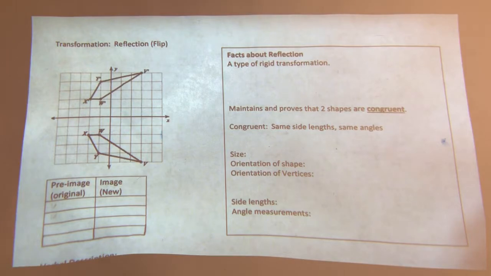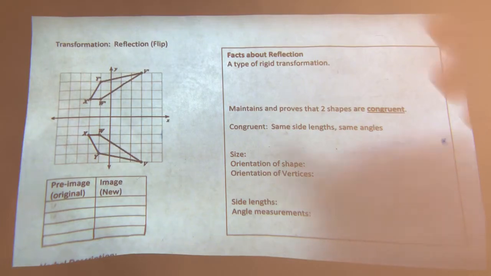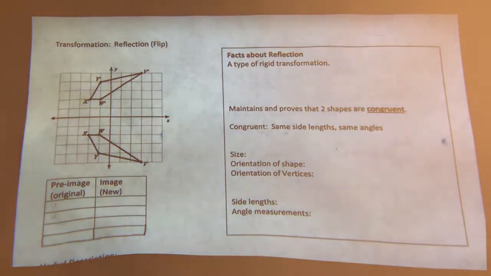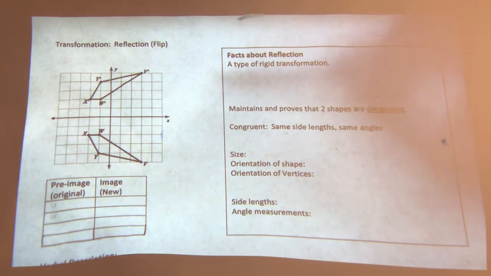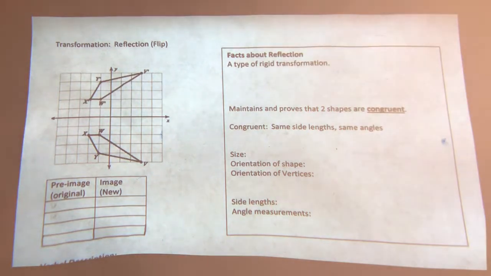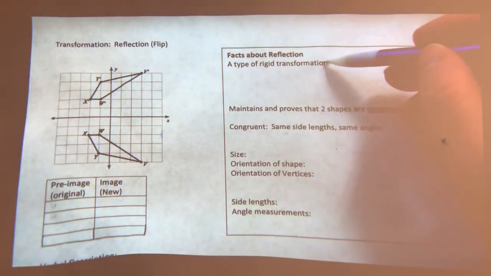Okay, so this video is about transformation, specifically reflection. This is when you flip an object across a line, which we call the line of reflection. So we'll show a reflection across the x-axis and across the y-axis, but actually you can reflect an object across any line that you define as the line of reflection. So this is a type of rigid transformation.